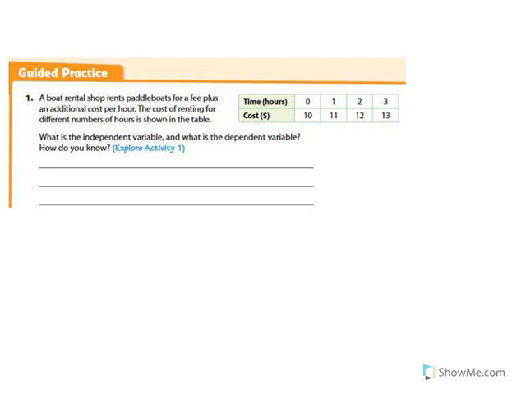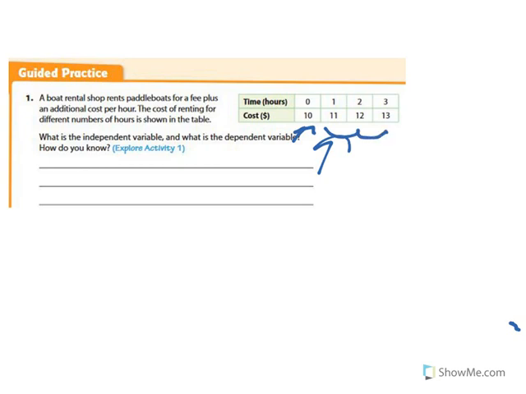All right, a boat rental shop rents paddle boats for a fee, plus an additional cost per hour. So the cost of renting for different numbers of hours is shown in the table. All right, so let's take a look there. What is our starting point? Our starting point at 0 is $10. So it costs $10 before you even begin, and now an hour later, 2 hours, 3 hours, that's what your cost is going to be.